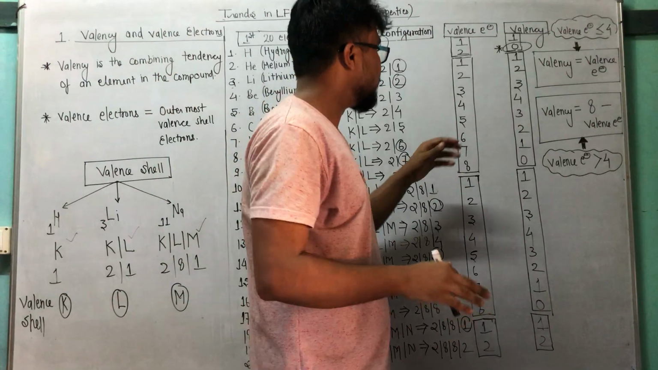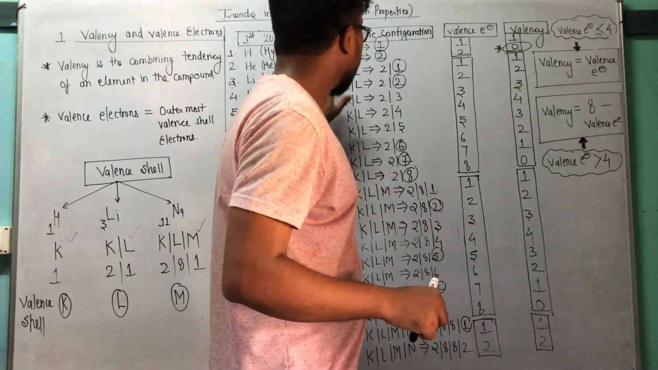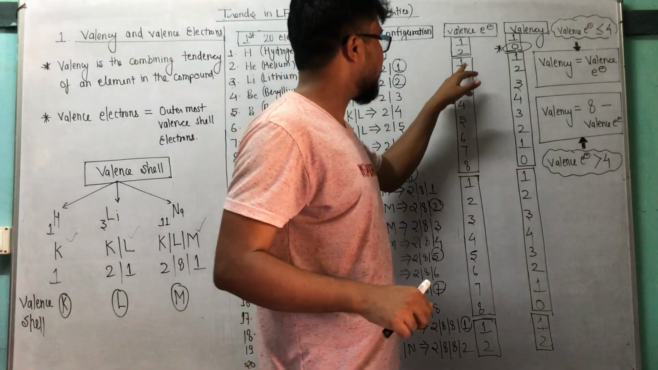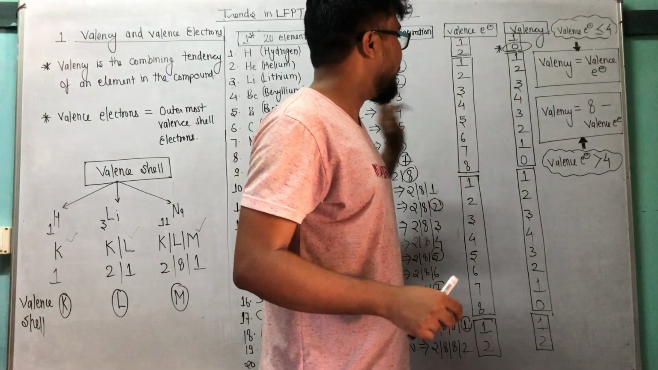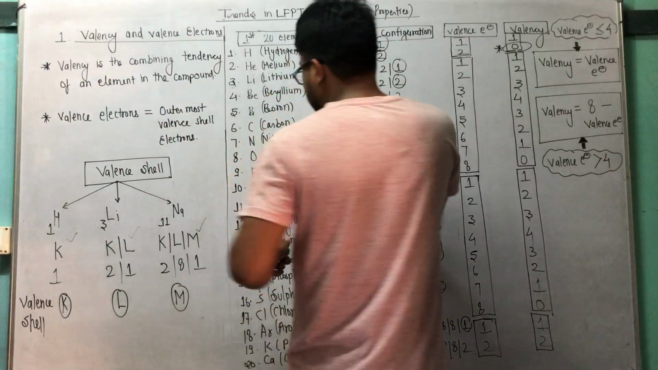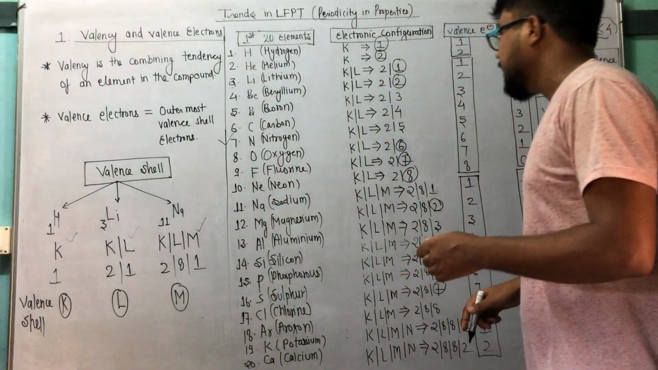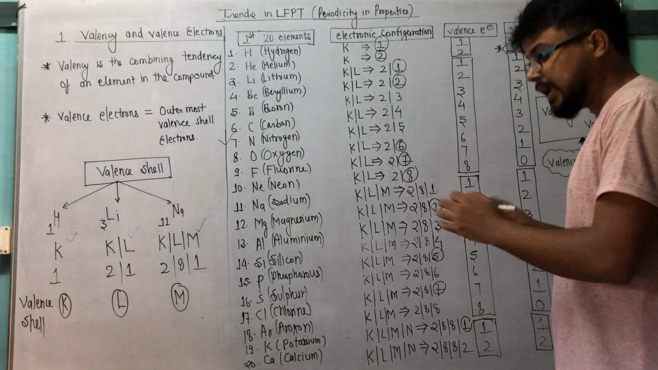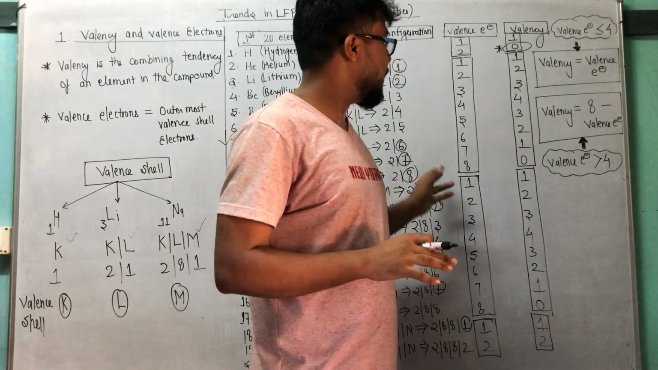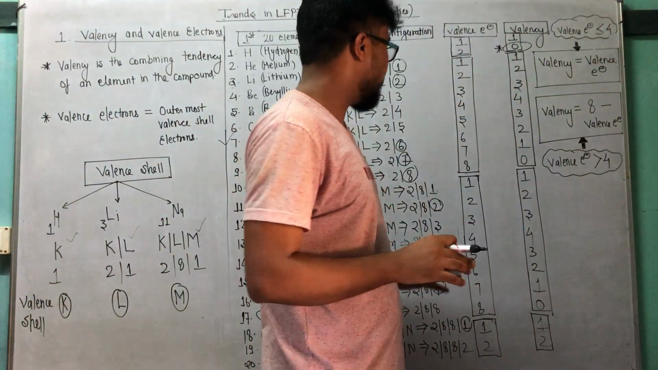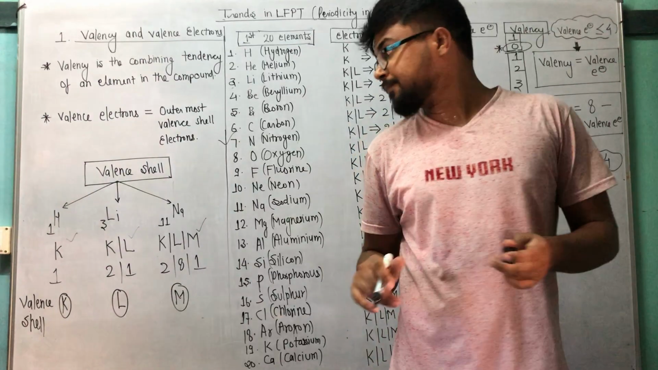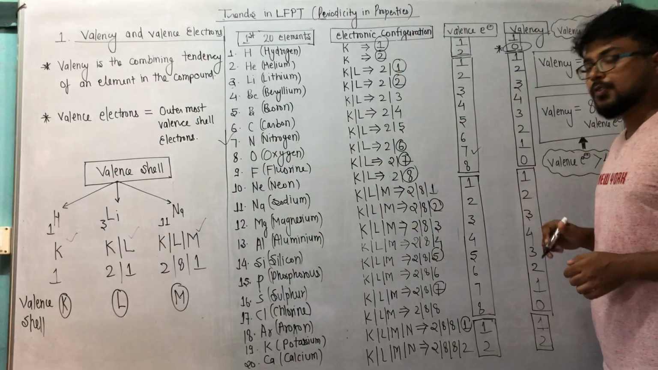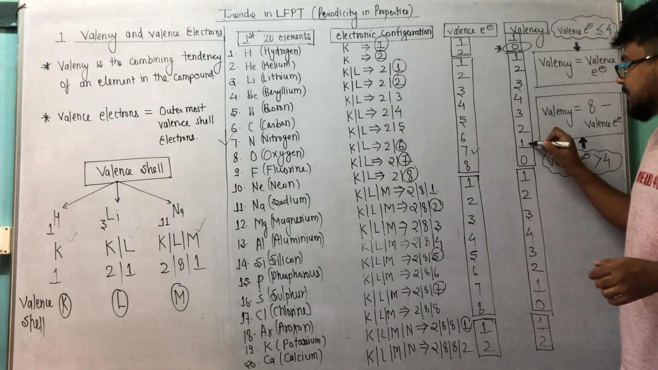Correct? So for lithium, valence electron is equal to 1, so valency will be 1. For boron valence electrons are 3, so valency will be 3. But for nitrogen, when we go to nitrogen, here valence electrons are 5. So valency will not be equal to 5. It will be 8 minus 5. What is 8 minus 5? So the answer will be 3. For fluorine, see, for fluorine valence electrons are 7. So valency will be 8 minus 7, answer will be 1.